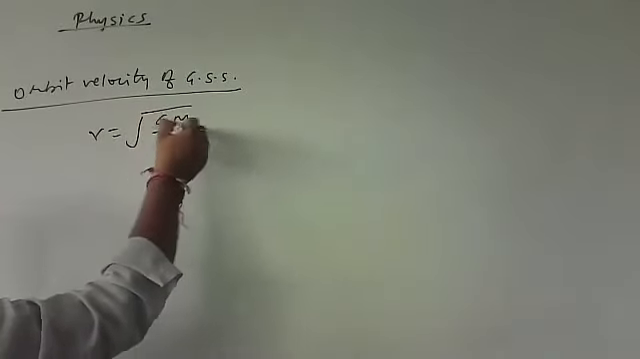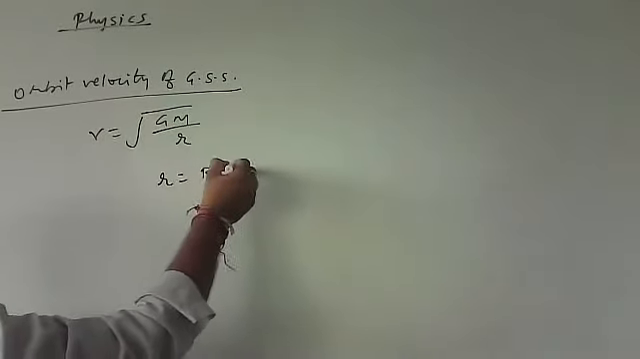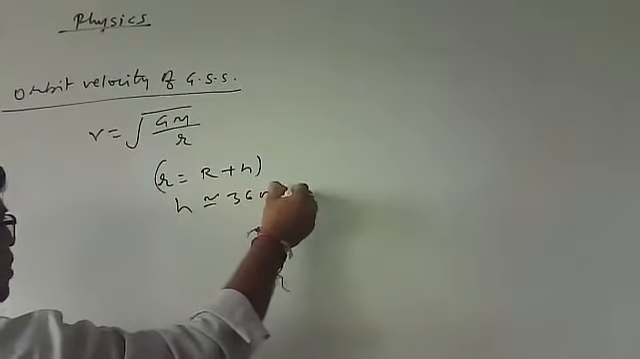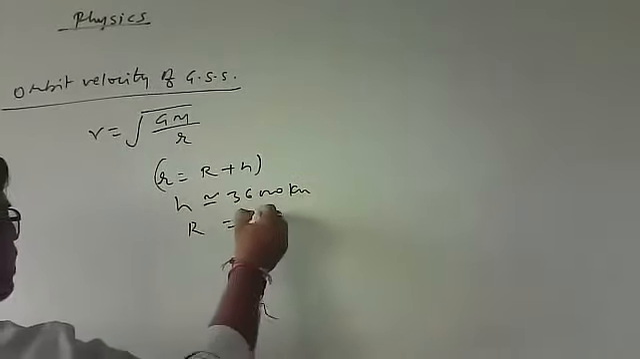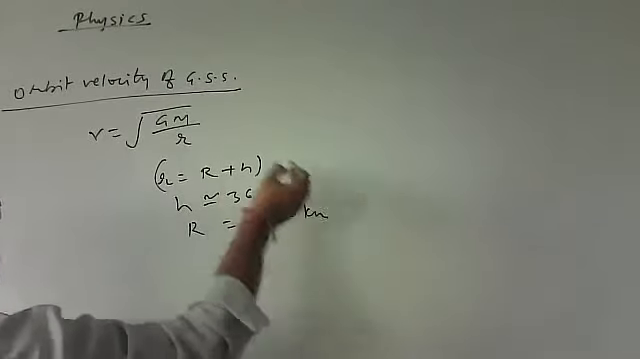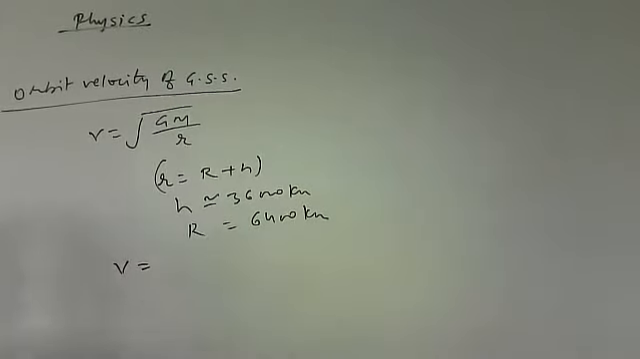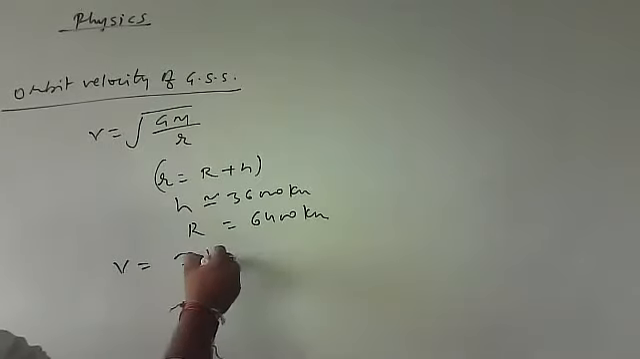If I calculate the orbital velocity of a GSS, that is a geostationary satellite, then what is the expression? v is equal to root GM by r, where r is equal to R plus h. I got the value of h, that is 36,000 kilometers. I already know the value of R, that is 6,400 kilometers. If I place the data, then the orbital velocity comes to about 3.1 kilometers per second.